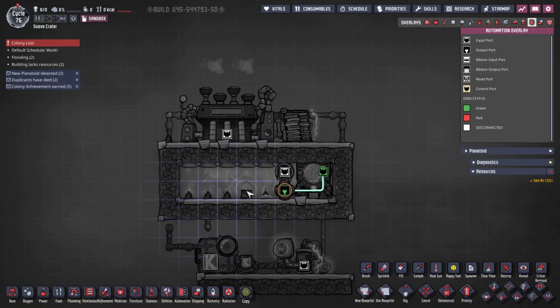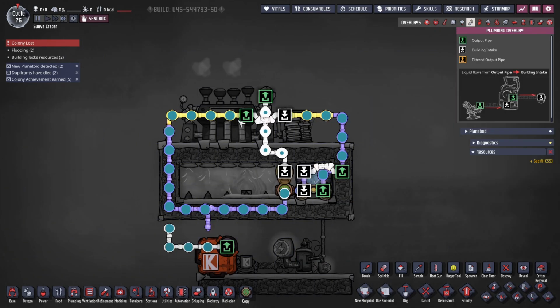To achieve that, we need to use an automation wire in order to connect these two machines, the thermo aqua tuner and the liquid pipe thermosensor. We need to make sure that our liquid flow is not interrupted, because the aqua tuner, when it's disabled, is going to stop consuming water, and therefore it's going to stop outputting the water as well.